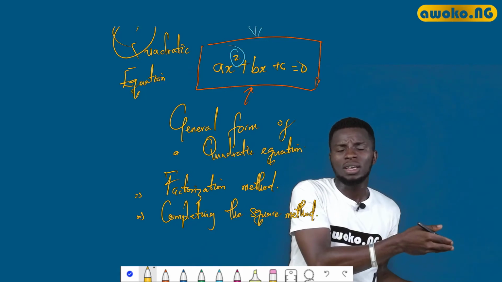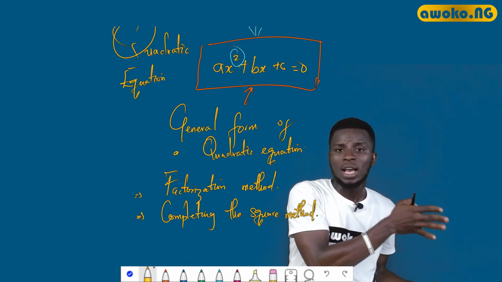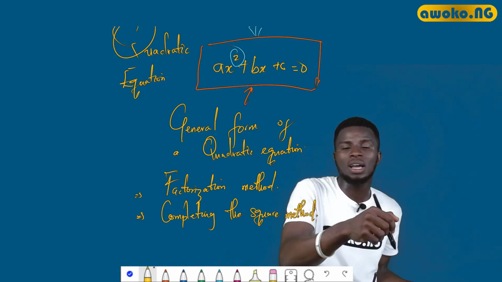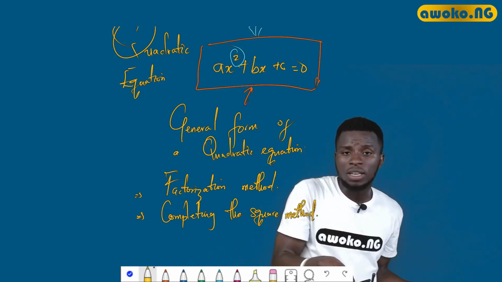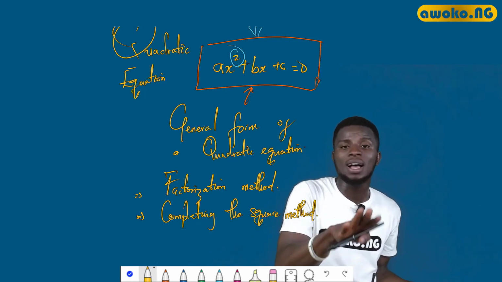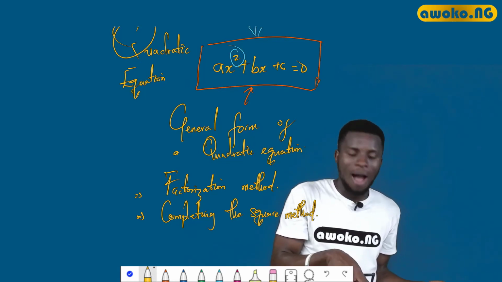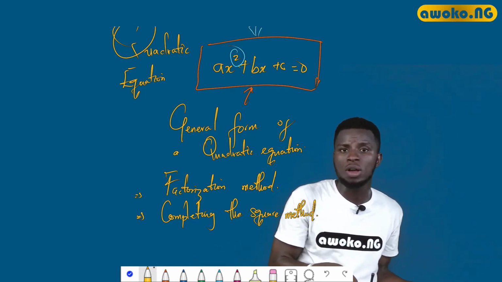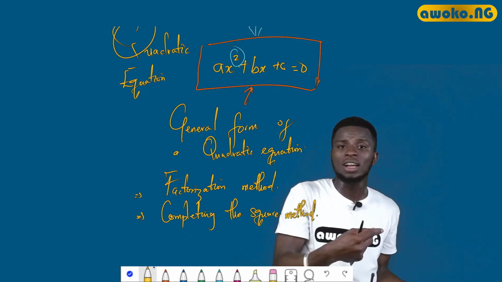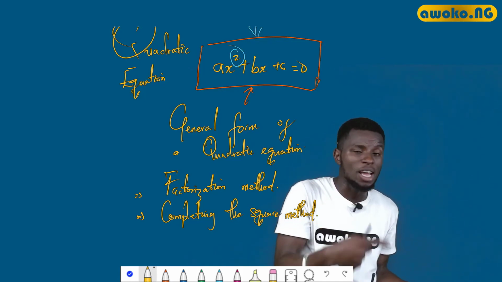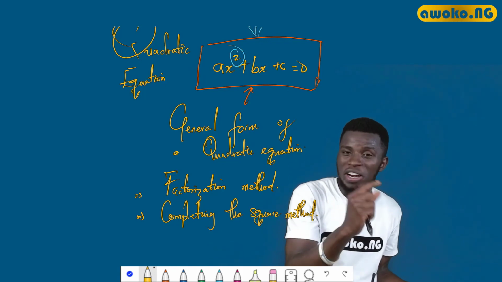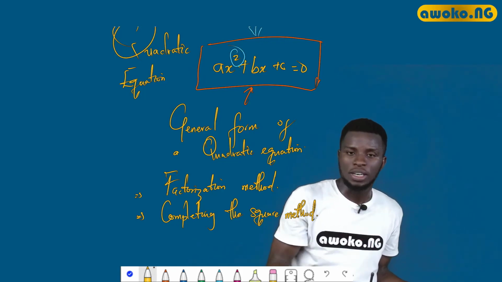I think that should be in your SSC, where you'll be asked to use a particular method to solve. In the university, nobody cares insofar as your answer is correct. Kudos to you, okay? So most times, we would not advise you to use the completing the square method because there is a method that will enable you to solve the questions very, very fast and without any issue.